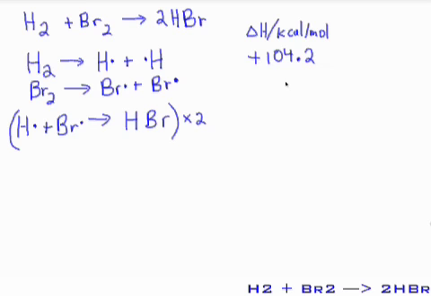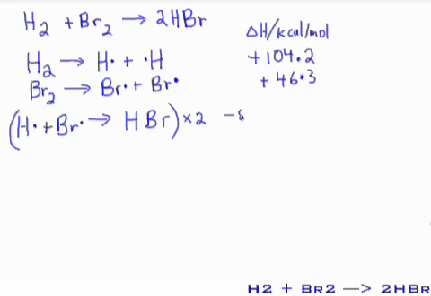What about Br2? If I look up Br2, I see a 46.3 on this table. These numbers may vary depending on what table you actually use. Are we making or breaking the bond? We're breaking the bond, so it's positive. HBr, if I look up HBr, bond dissociation energy is 87.4. H dot plus Br dot forms a bond. It's negative 87.4 kilocalories per mole.